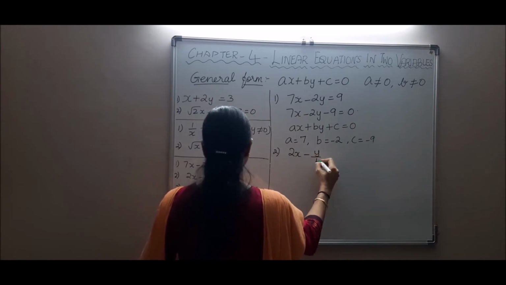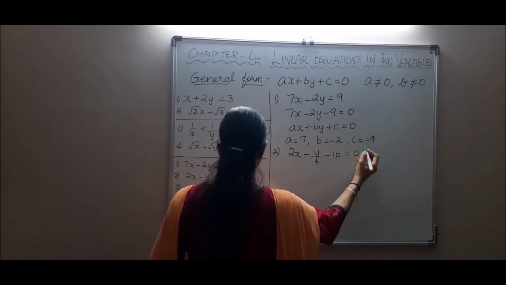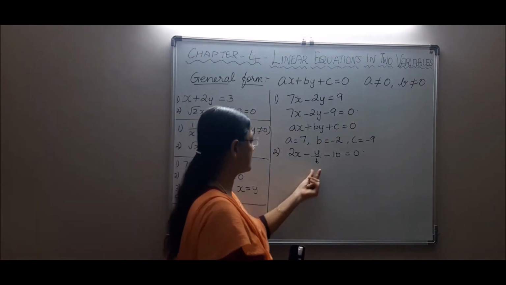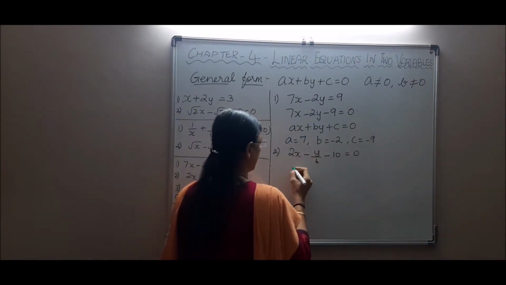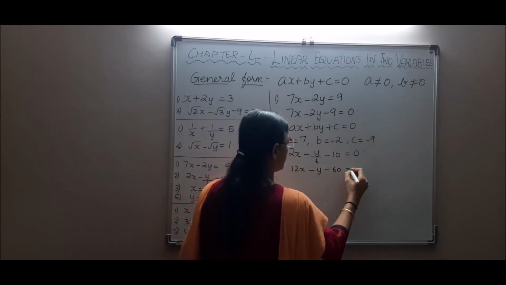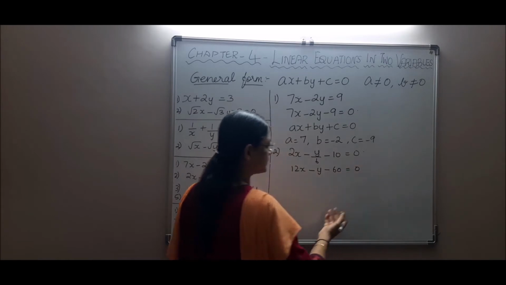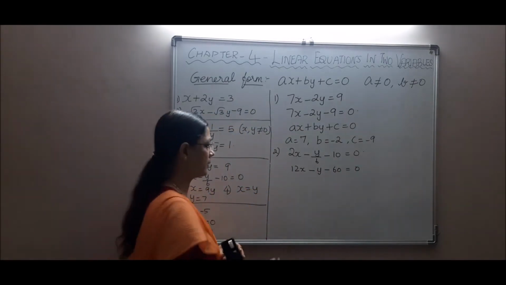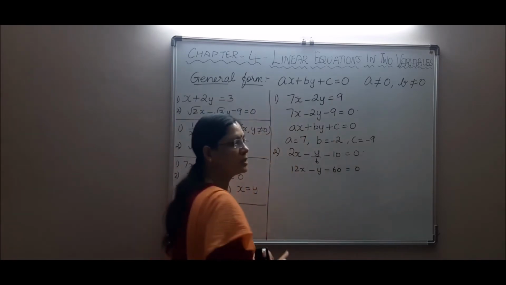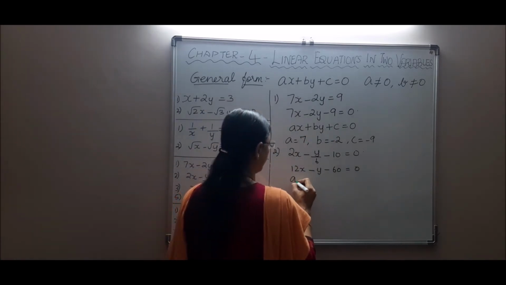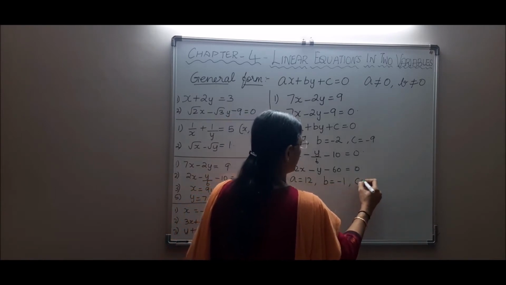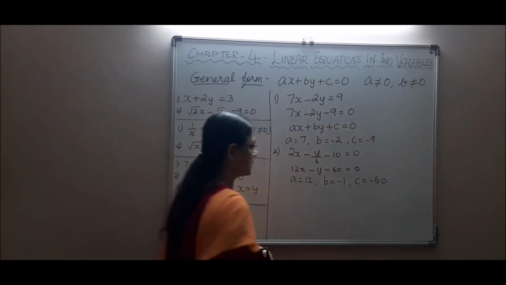Likewise we have another equation: 2x minus y by 6 minus 10 is equal to 0. So this is also a linear equation. The 6 can be multiplied taking LCM. 12x minus y minus 60 is equal to 0. The 6 becomes 0 when it goes to the RHS. Comparing it with the general form of the linear equation, a is 12, b is minus 1 and c is minus 60. Do you understand?